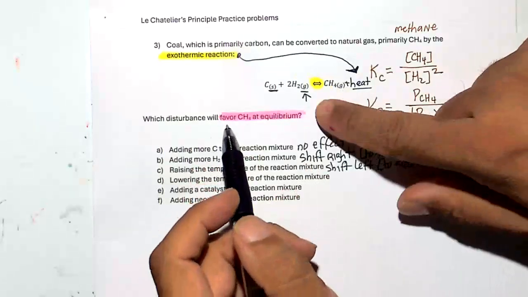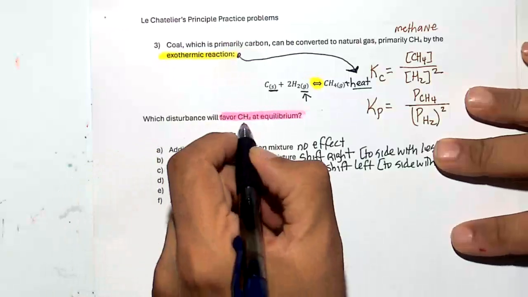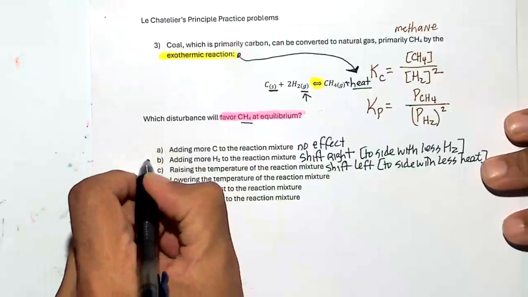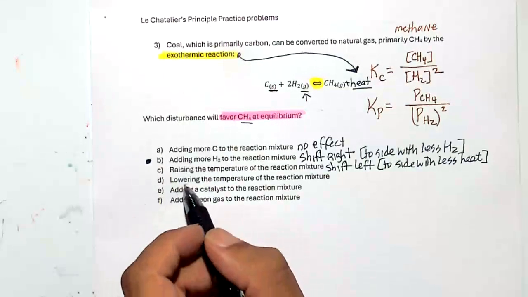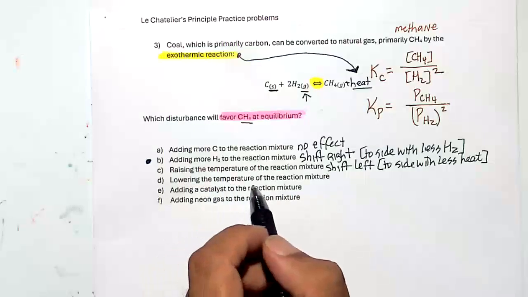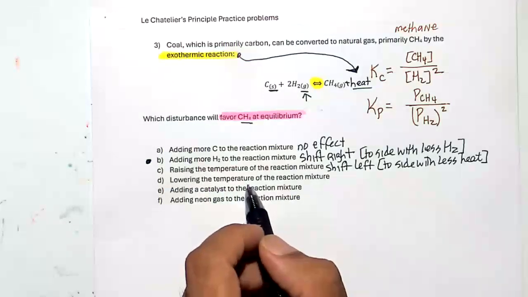Okay. So which disturbance will favor methane, CH4? It looks like this one will give you more CH4. Okay. All right, how about lowering the temperature of the reaction mixture?